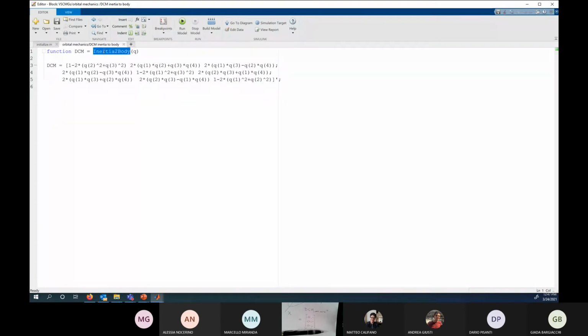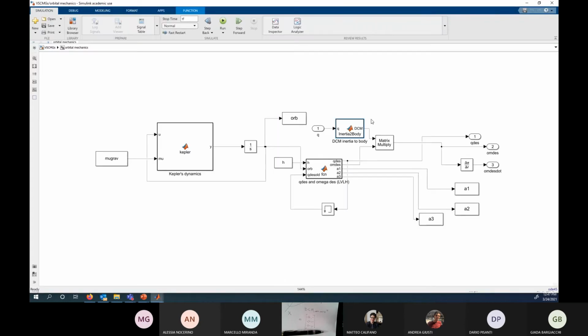Oh yeah, now I remember why I call it inertia to body. Inertia is not the matrix of inertia. This means inertial. I should have put an L. So what this does is the DCM of the body of your spacecraft with respect to the inertial reference frame. This multiplication takes the omega desired and performs a change of coordinates. The omega desired that comes out after this multiplication is still the omega desired. It's just that now it's projected on your spacecraft axis. Okay, that's what I'm doing.